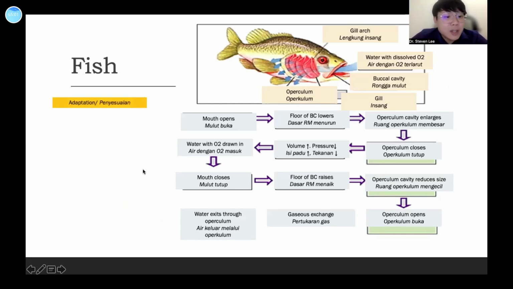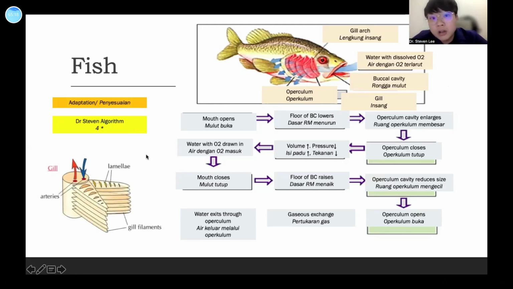So adaptation, remember my algorithm just now? This one you can use all the four. Meaning moist, definitely moist in the water, isn't it? Your large number, your thin or one cell thick, your surrounded by capillaries, all can use. So you just have to know the structure. So imagine this is the gill. This is the gill arch.